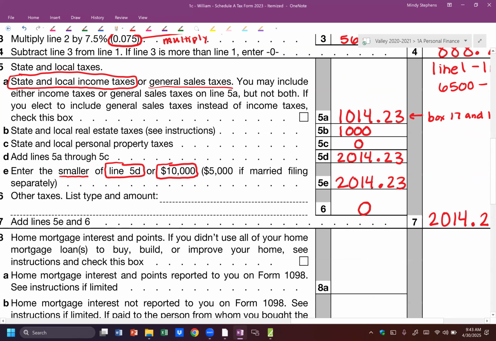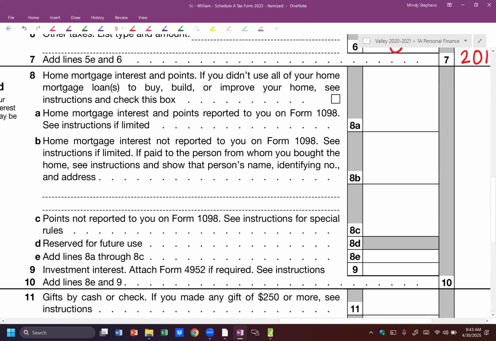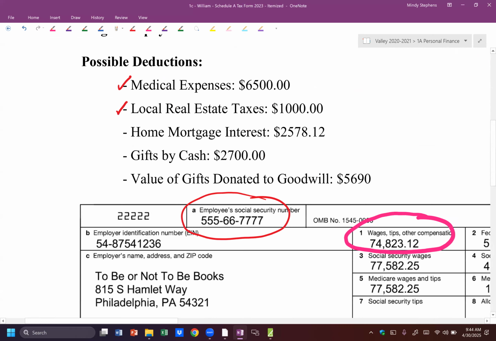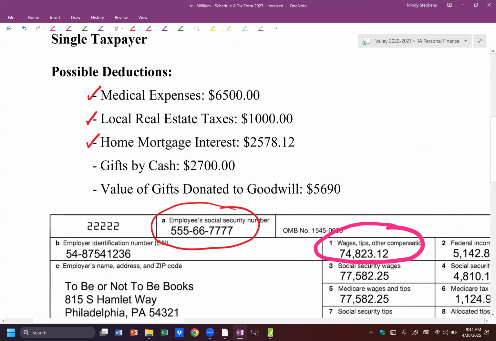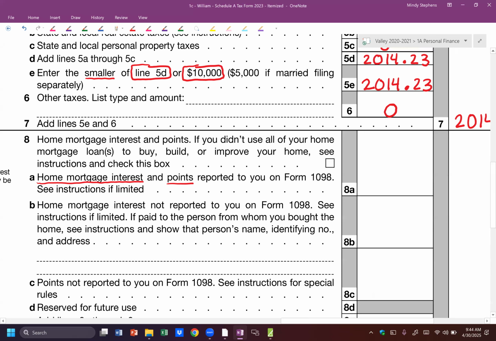Okay. Number 8. Home mortgage interest and points. That first one is talking about checking this box. We're not going to ever worry about that for our people. That's if you didn't use your loan completely for your home. We're going to just go to part A. It says home mortgage interest and points. So we're looking for the words home mortgage interest or the words home mortgage points, either one of those. So it says on his list, we have home mortgage interest. So we're going to put a check mark by that and we're going to write that number down, 2578.12. So part 8A is 2578.12.